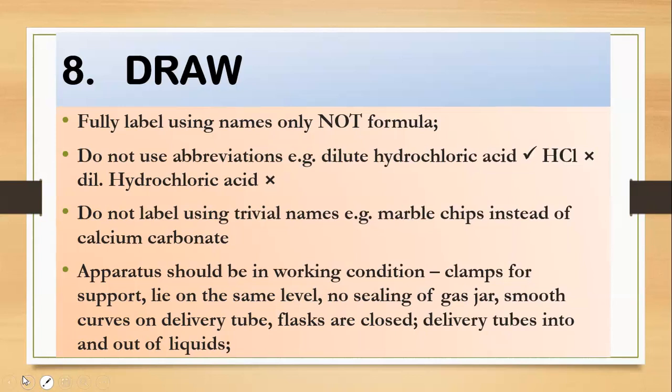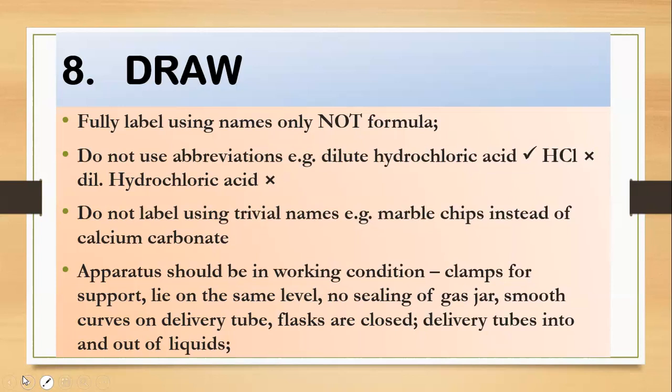What are blocked delivery tubes? When you draw your delivery tubes with sharp corners, I want you to try to go to the laboratory and put a sharp corner on your delivery tube. You will notice that it will be blocked. And if it is blocked, will it deliver the gas? Of course not. So will it be working? Of course not. That is why when you draw those sharp corners for your delivery tubes, we shall say that you are missing something on your working apparatus. Draw your delivery tubes with very smooth curves.